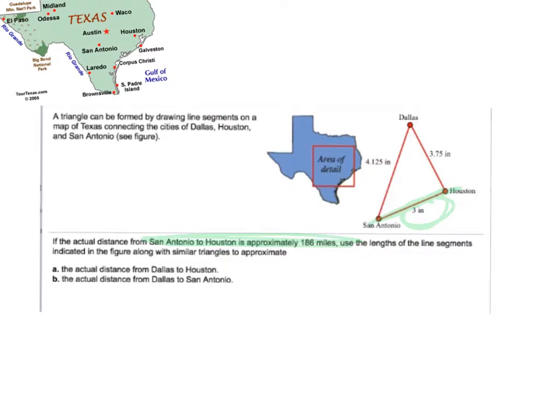So here's what I would do. I would figure out, if 3 inches is 186 miles, how much is 1 inch going to be? So I would set that up by dividing: 186 miles divided by 3 inches. Now, you obviously can't really divide miles by inches. So when I do 186 divided by 3, I'm really just dividing both of them by 3. So if 186 miles takes up 3 inches, 186 divided by 3 is 62.